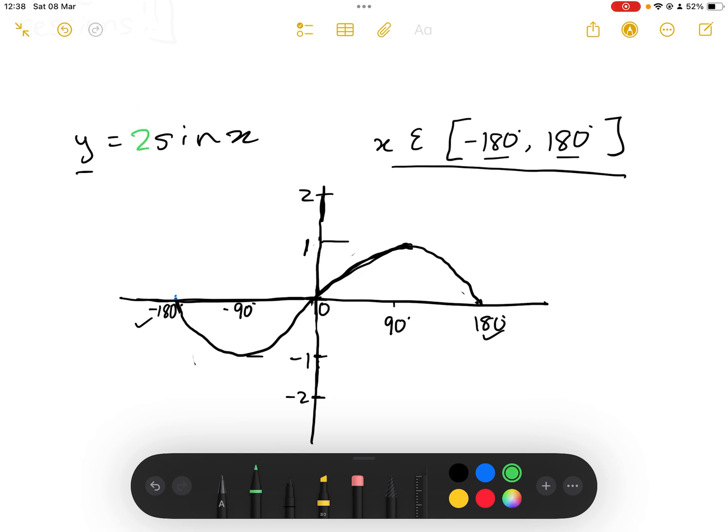So 2 affects the amplitude. That means your graph will change. The turning points will no longer be 1 and -1. So watch and learn. Look at this magic that I'm going to perform. This is going to be your new graph.